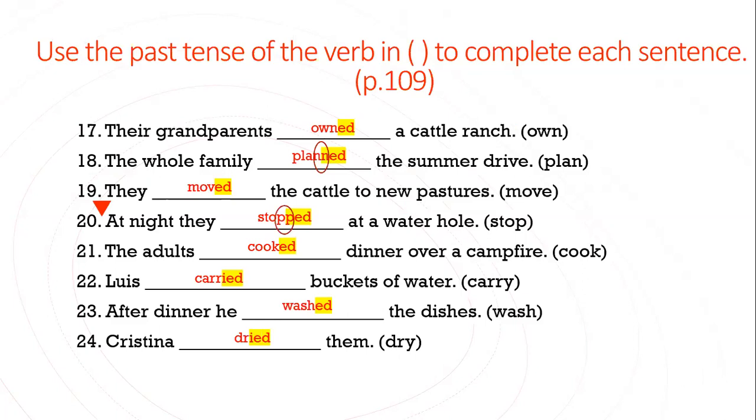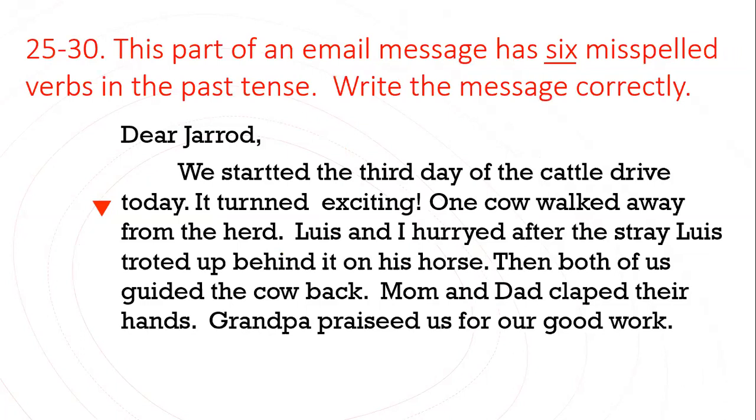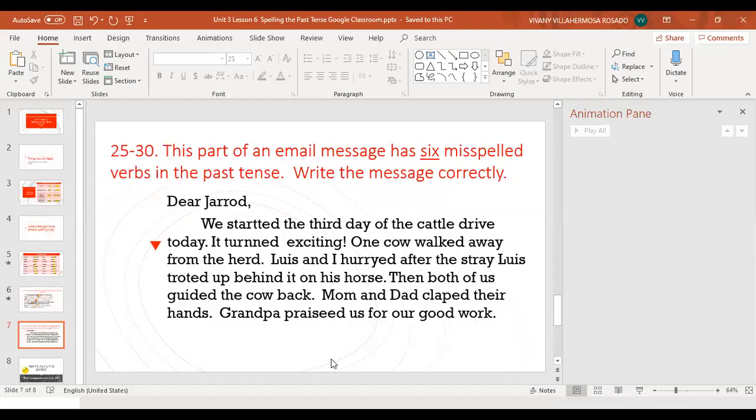Okay, so all we're missing from page 109 is my favorite part, which is the proofreading part. And in this proofreading part, which is from 25 to 30, we have 6 misspelled verbs in past tense. So we're going to read it. We are going to identify those verbs that are written incorrectly, and we are going to fix them together. Okay? So for that, let me come to the screen. And it says, "Dear Jared, we started the 3rd day of the cattle drive today."